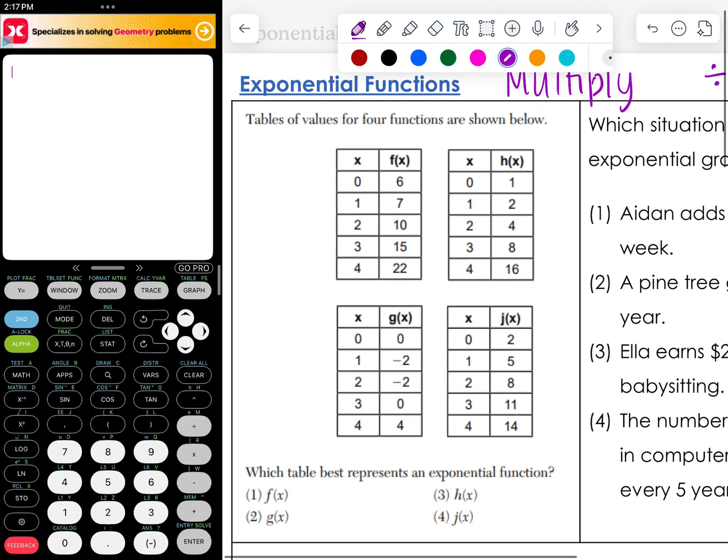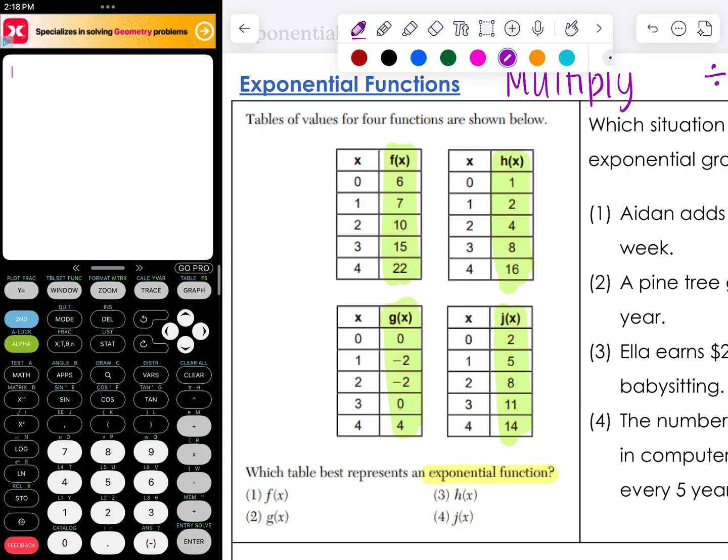It says, tables of values for 4 functions are shown below. Which table best represents an exponential function? Again, that wording is letting you know they want to see a pattern that's showing multiplication. So if I look at my y values, my f of x values, I should be more specific, we want to see if these patterns of numbers are showing a common pattern.